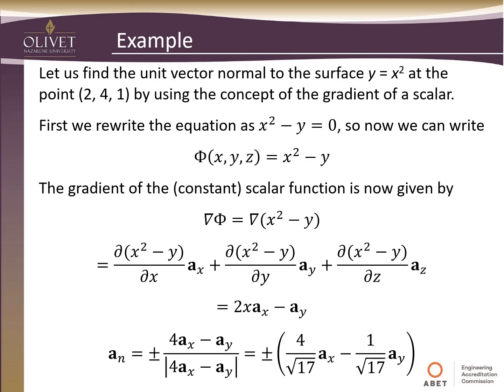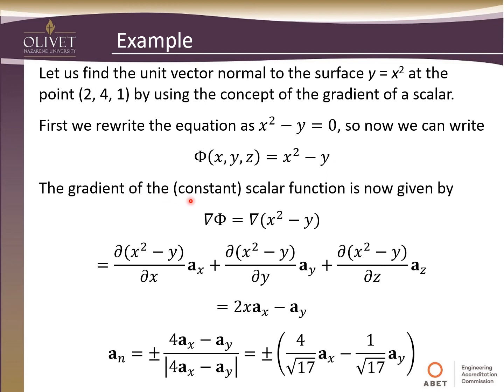So let's look at a quick example of how we use the gradient to find that normal vector that we talked about. We want to find a unit vector that's normal to the surface y equals x squared at the point (2, 4, 1), x equal to 2, y equal to 4, z equal to 1, again by using this concept of the gradient of a scalar. First we want to rewrite the equation. We subtract y from both sides, and that gives us x squared minus y equals 0. So this allows us to define our phi of x, y, and z as just equal to x squared minus y.